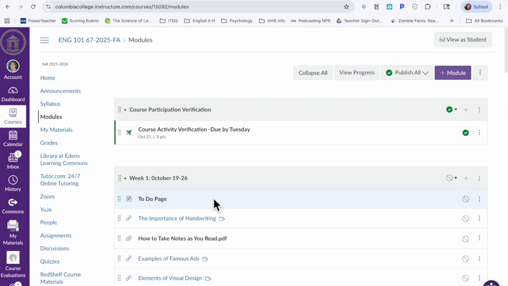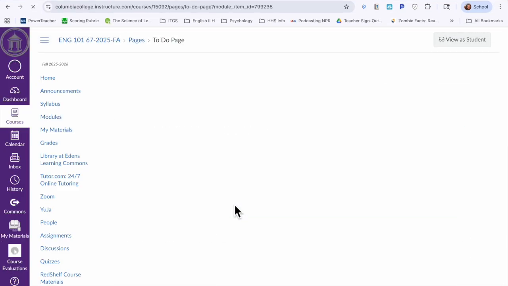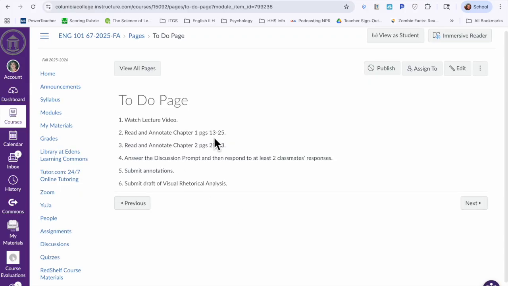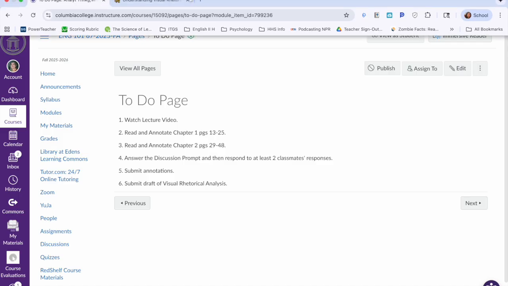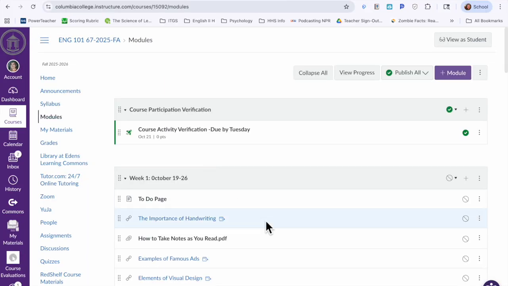So, in the modules, as I said, in your to-do list for this week, you'll notice that we've gone through what to do with Chapter 1 and what to do with Chapter 2, answering your discussion prompt. Make sure that you respond to at least 2 classmates. You're going to submit your annotations, and then you're going to submit your draft of your visual rhetorical analysis.